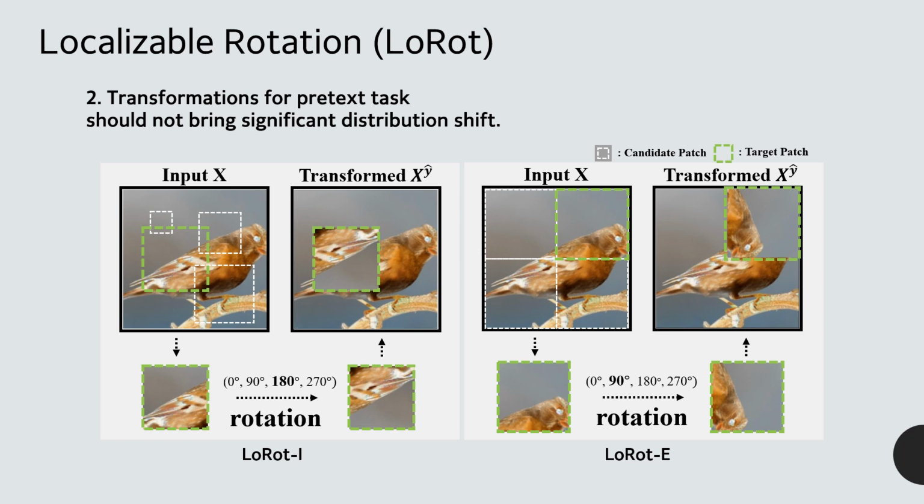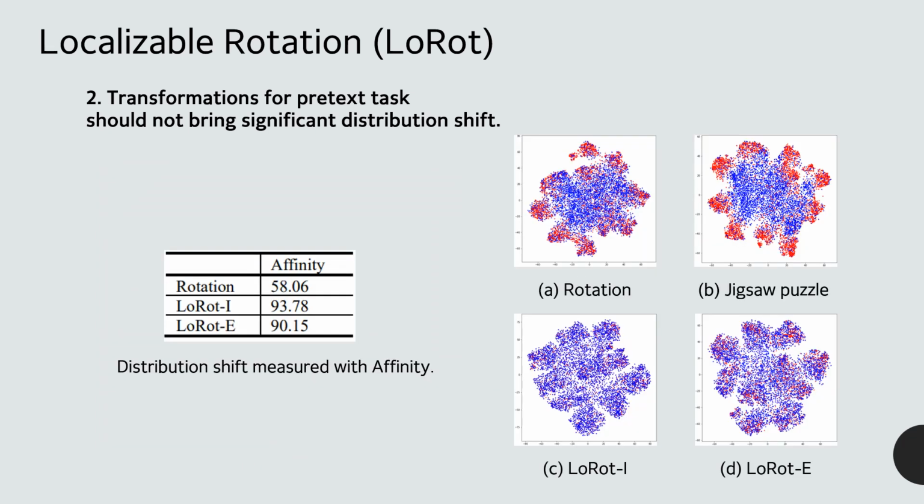The second property was that the transformation should not incur much distribution shift. However, as LoRot only selects a patch to rotate, the distribution shift is much alleviated. To support the claim, with the affinity measure, we can see that the data distribution is much more preserved than with rotation. Visualization also shows the same result.